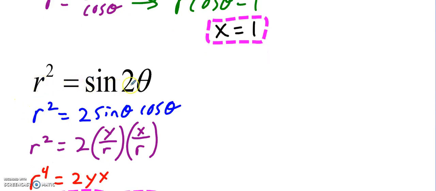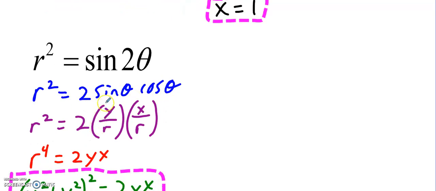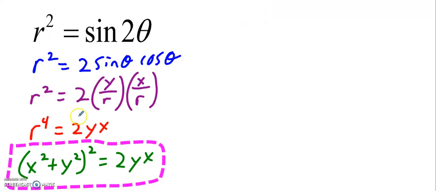Next one, r squared equals sine 2 theta. Well, I don't like sine 2 theta because I don't like the double angle. But I can change it to 2 sine theta cosine theta. Boom. Sine theta is y over r. Cosine theta is x over r. This is r squared. Now I have r squared in the denominator here. Multiply both sides by r squared and I get r to the fourth.